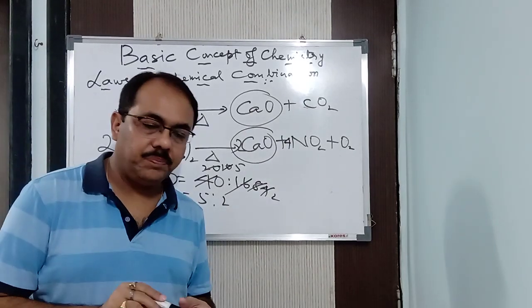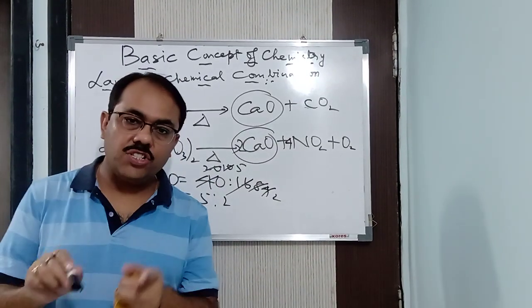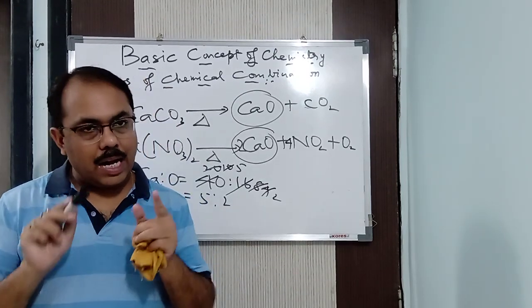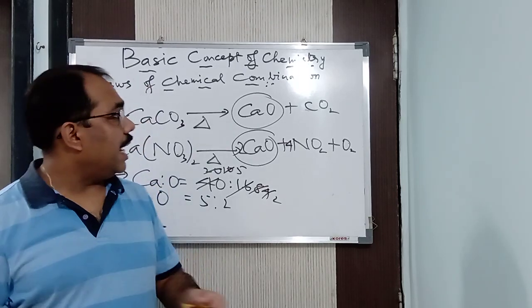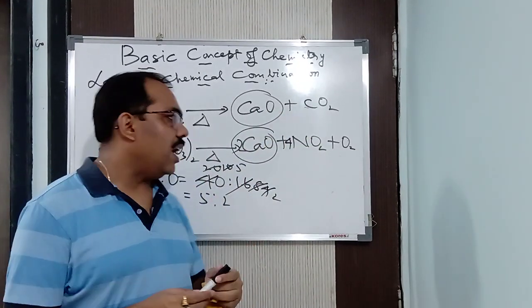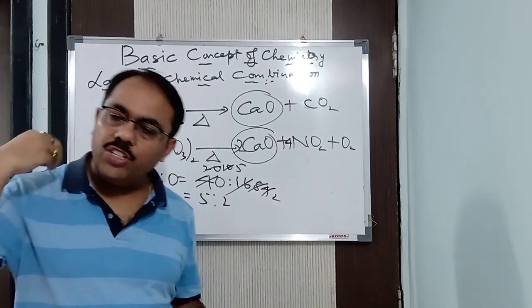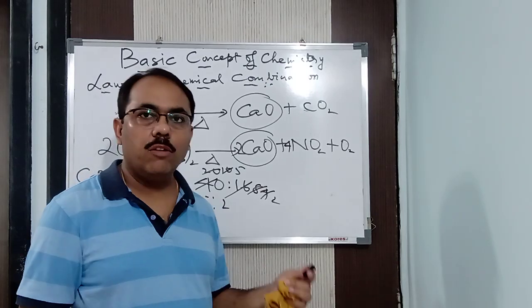For example, you are preparing carbon dioxide. Carbon plus oxygen gives CO2. Carbon monoxide plus oxygen will also give you CO2. Calcium carbonate on heating also will give you CO2. So the ratio of carbon to oxygen in CO2, from whichever source you collect, will always be constant.